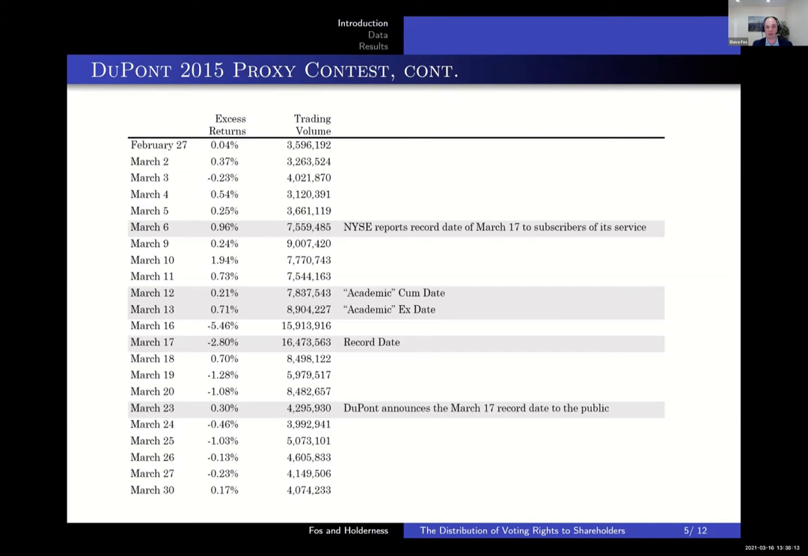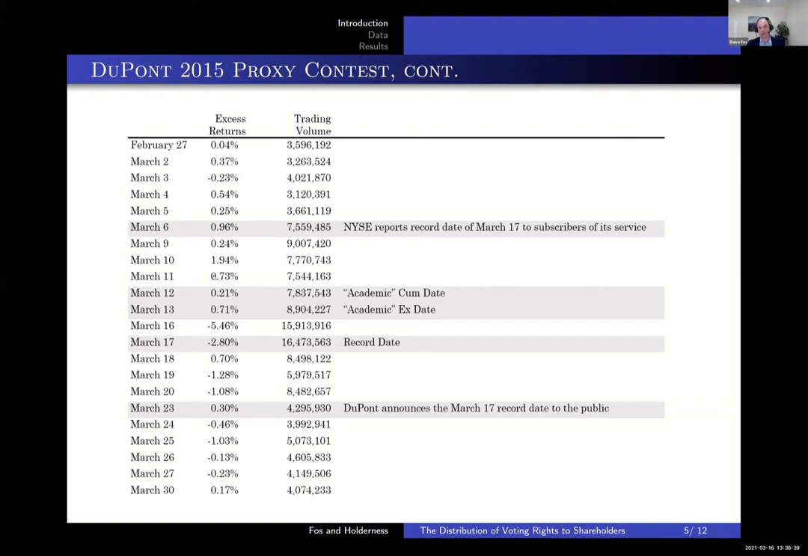Trading volume is not normalized. This is just the number of shares traded. What I'm emphasizing here in gray areas. First of all, you see that March 17 is the record date. Okay, this is the record date, and at that point it was a T+3 settlement rule. So if you think about the way we academics think about the ex-vote date, it was March 12th.